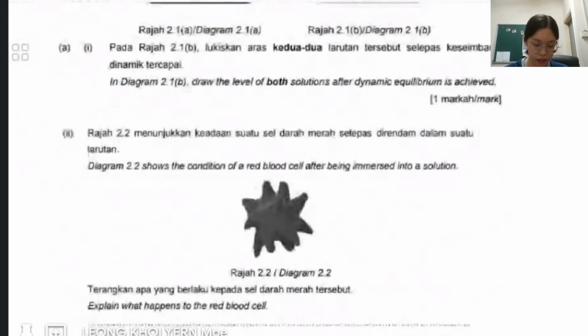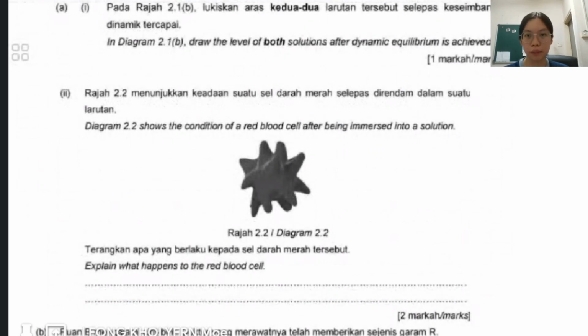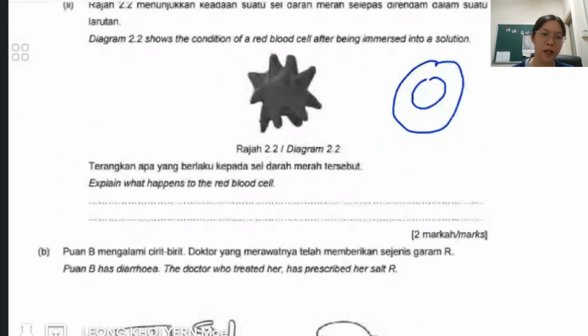Now let's see this question about what happens to the red blood cell after you immerse it into a type of solution, but they didn't let you know what type of solution. You have to predict based on the shape of the red blood cell. Does your red blood cell actually look like this? No, right? It is supposed to look like a biconcave disc shape, not this weird, spiky shape. So you know that this red blood cell has undergone crenation, is crenated.